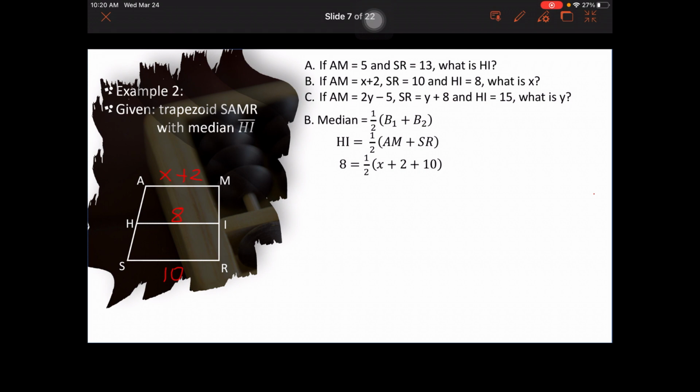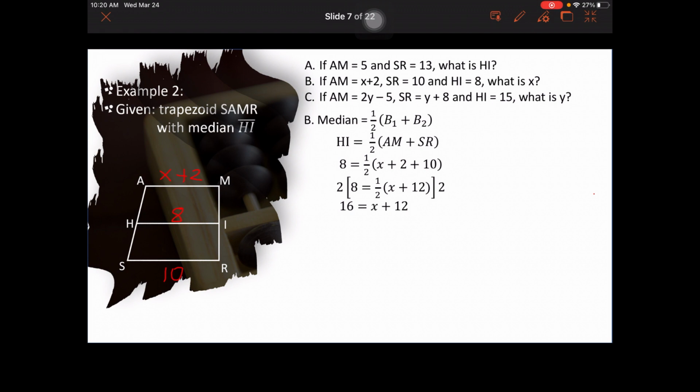Then, ang una po natin gagawin dito is to simplify yung nasa loob ng parenthesis. X plus 2 plus 10 is X plus 12. Yan, ito po yun. X plus 12. And then, multiply both side by 2. 2 times 8 is 16. Ito po. And then, 1/2 times 2 is 1. 1 times X is X. 1 times 12 is 12.